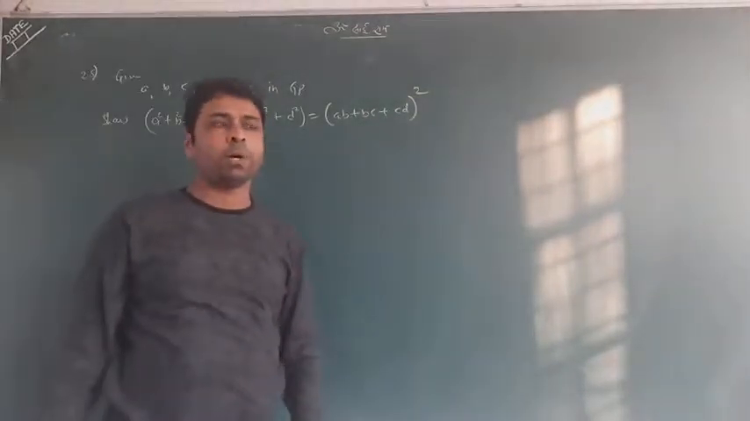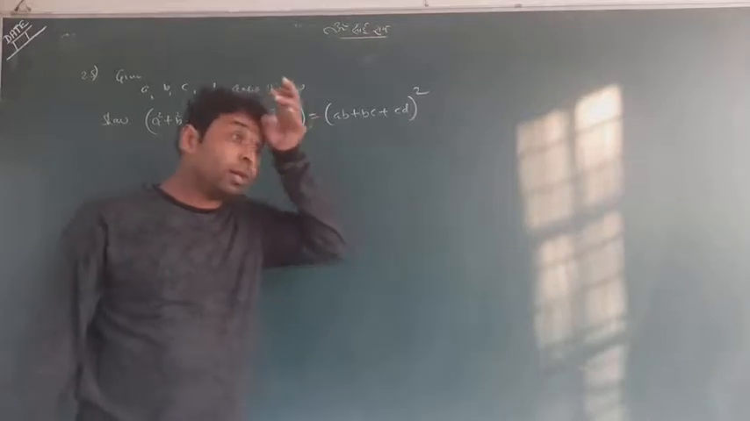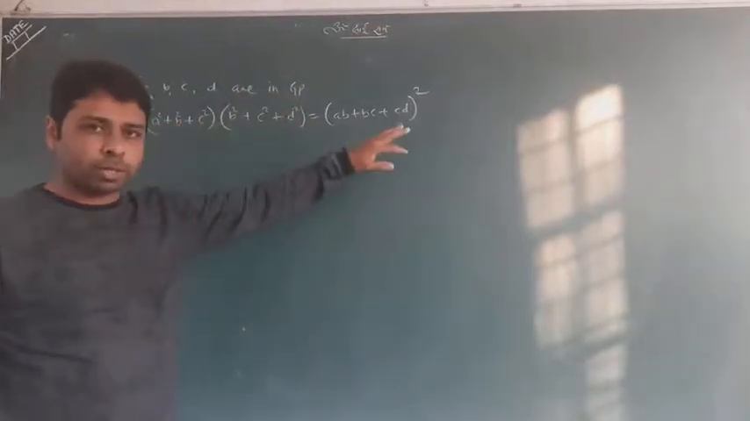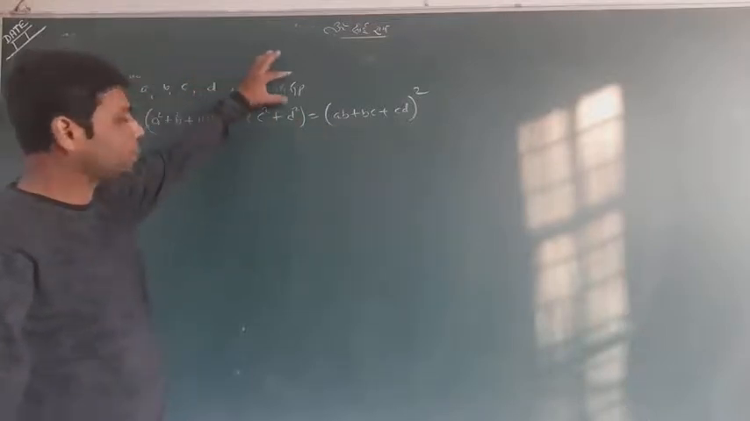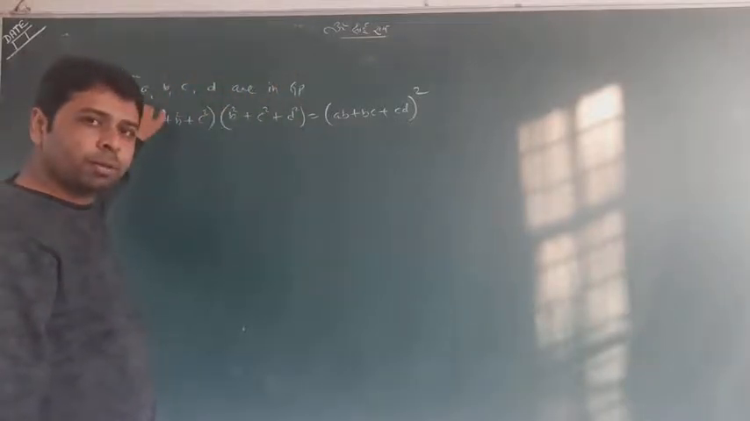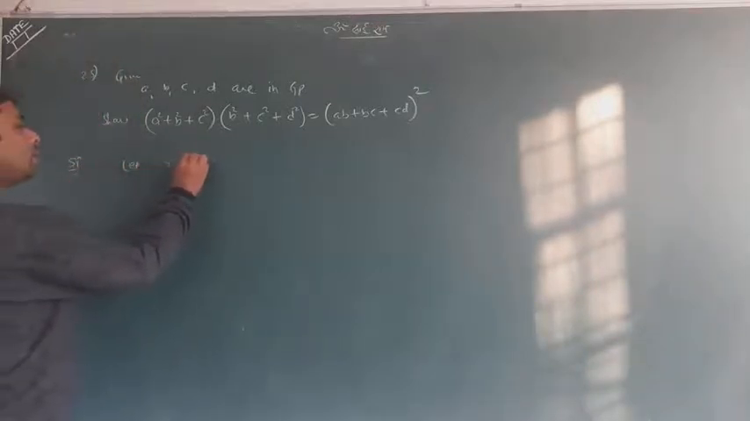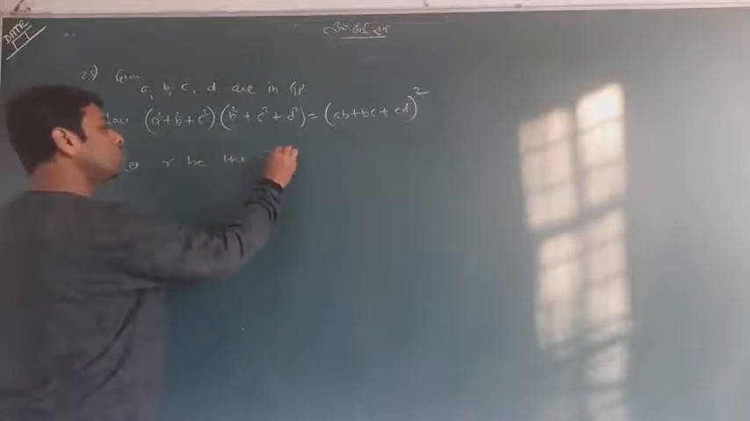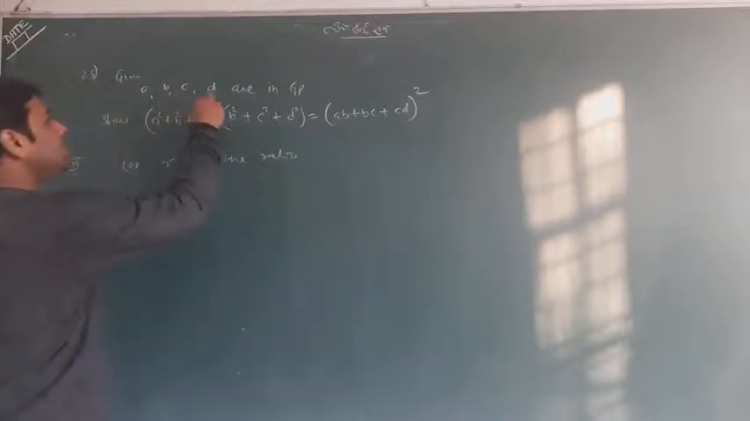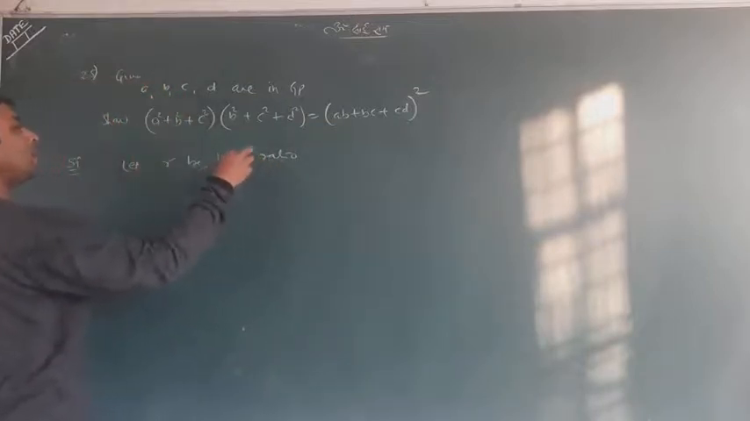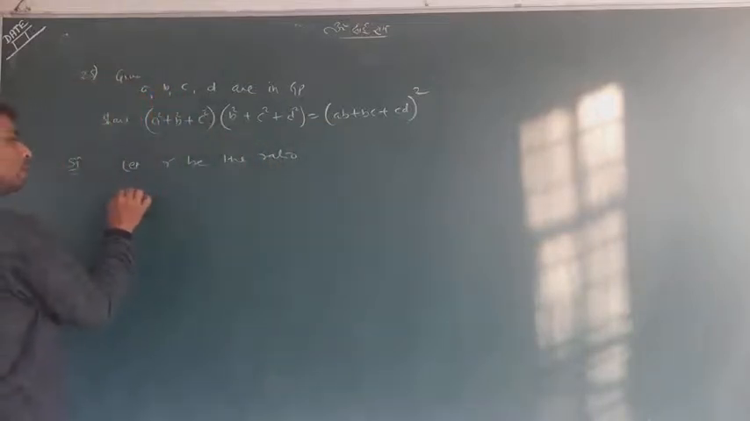Look, it depends on a different pattern. a, b, c, d are in GP. We'll prove this: left hand side equal to right hand side. First of all, we'll take the help of this. a is the first term as usual. Suppose r is the ratio. Solution: let r be the ratio. So a, b, c, d are in GP, so suppose r is the ratio and a is the first term.